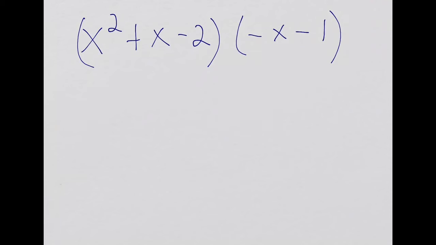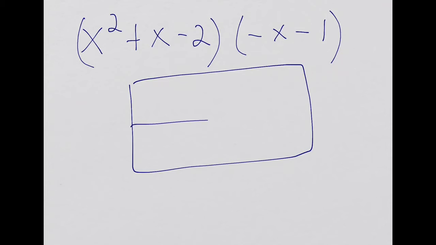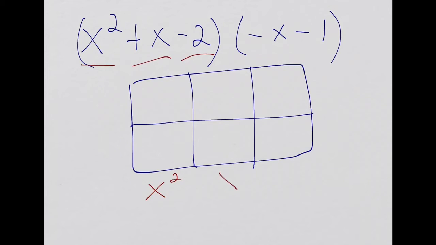Let's look at one more problem. It's a little bit longer. Here I have x squared plus x minus 2 multiplied by negative x minus 1. So I'm going to create a box that's going to be 3 by 2. And my x squared, x, and negative 2 terms divide up this length along the bottom. So x squared here, x here, and minus 2. The negative x and negative 1, the signs come with them, and they'll be along the side here. So I have 6 total boxes.